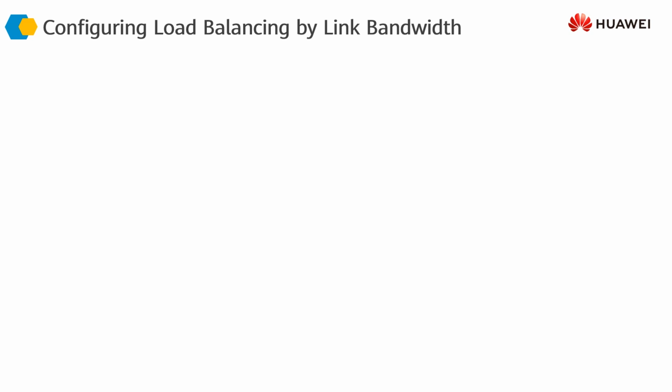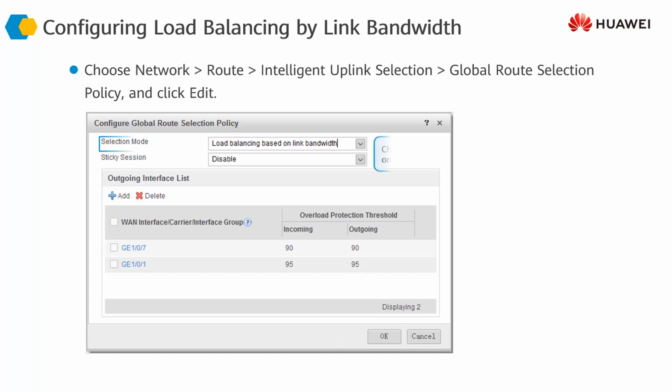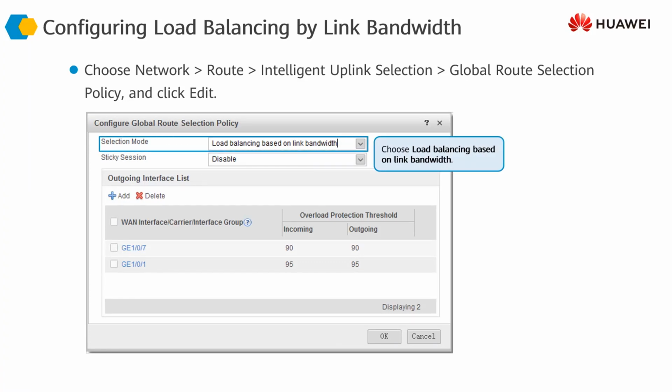If you look at the configuration for load balancing using link bandwidth, you go to the network tab, then to the route link, then to intelligent uplink selection, and in the global route selection policy, if you click edit, this is what you'll get. You select the mode as load balancing based on link bandwidth, which is the default as well.